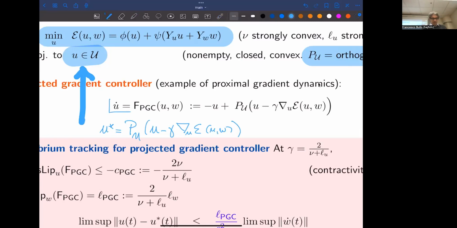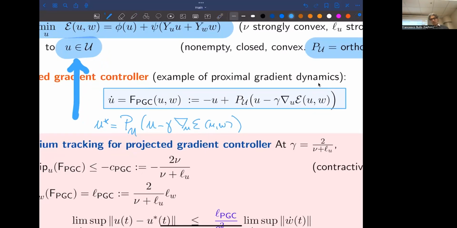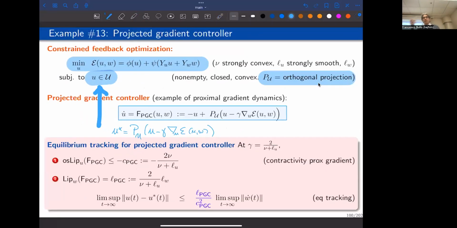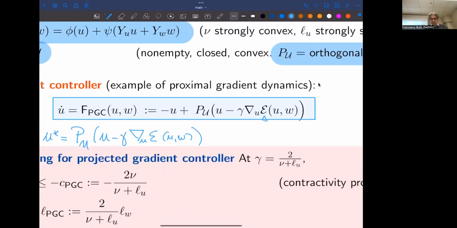And so then, if that's the fixed point, it is natural to define the projected gradient simply as u dot equal to minus u plus P of u minus gamma, and so on. All right. And as you remember, a couple of lectures back, I mentioned to you that if the function e, in this particular case, is strongly convex with respect to u, then not only the gradient of e, but also the projected gradient of e onto the set U is again a strongly contracting dynamics.